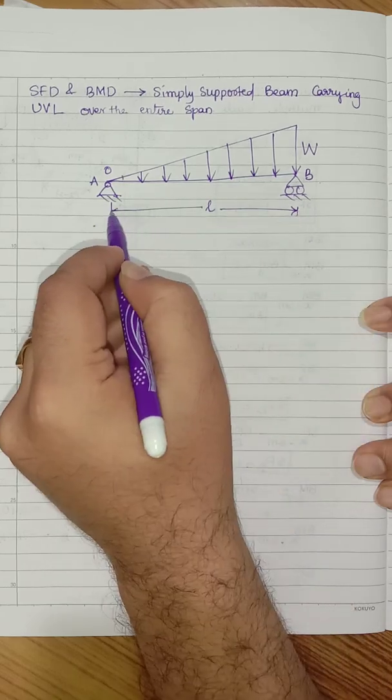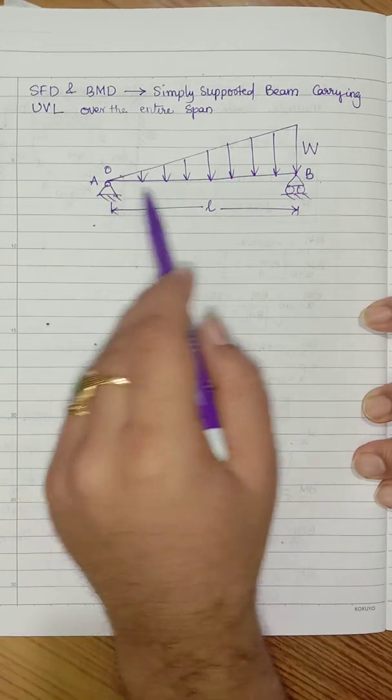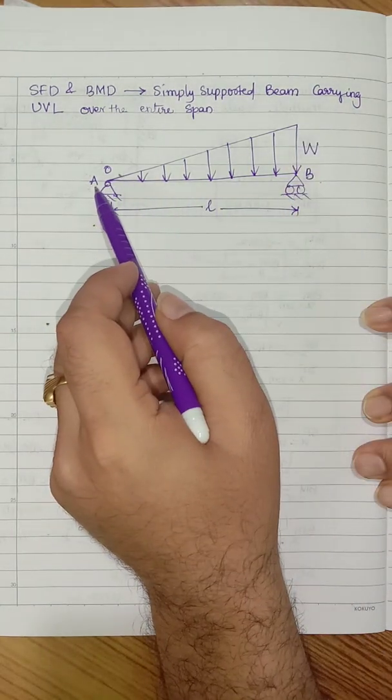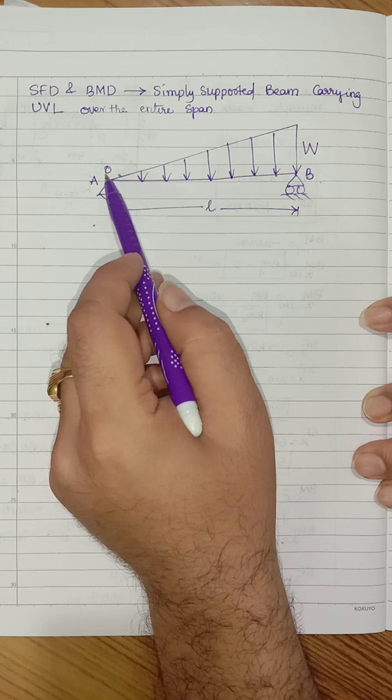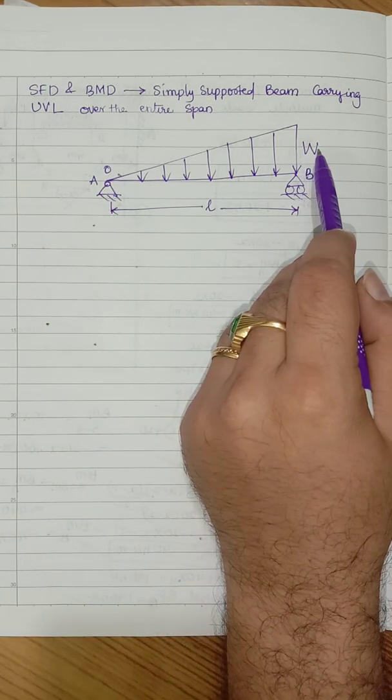Now here I have considered a simply supported beam AB. At A there is a hinge and at B there is a roller on which there is a triangular loading, a uniformly varying load, which is varying from 0 newtons to W Newton per meter.